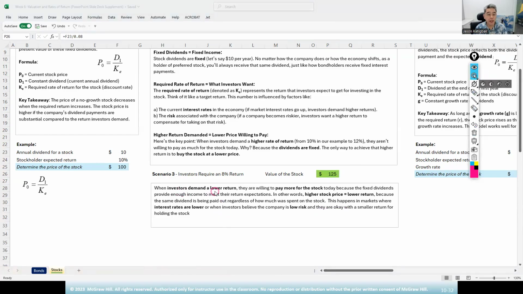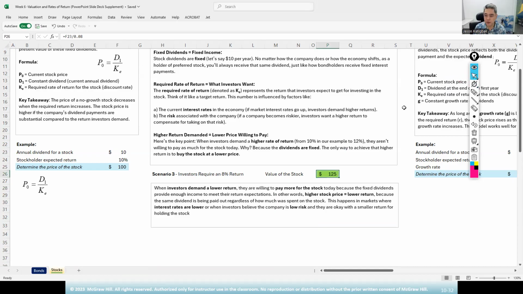When investors demand a lower return, they are willing to pay more for the stock today because the fixed dividends, which is $10, provide enough income to meet their return expectation. In other words, the higher stock price equals lower return because the same dividends are being paid out regardless of how much was spent on the stock. This happens mostly when interest rates are lower or investors believe that there's a low risk for the company. Similar to how we look at the bonds, it's actually the reverse impact or effect.